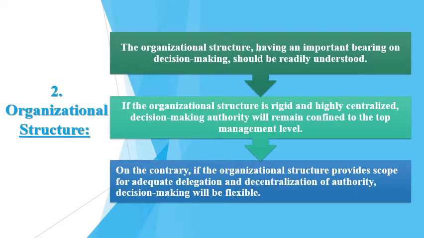Number 2. Organizational structure. The organizational structure, having an important bearing on decision making, should be readily understood. If the organizational structure is rigid and highly centralized, decision making authority will remain confined to the top management level. On the contrary, if the organizational structure provides scope for adequate delegation and decentralization of authority, decision making will be flexible.